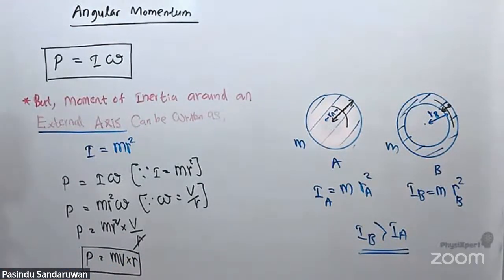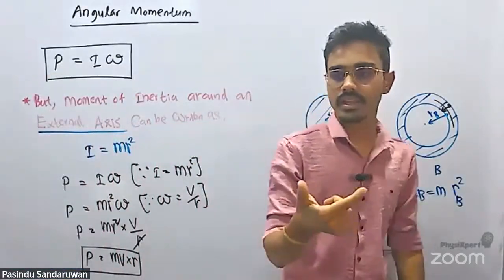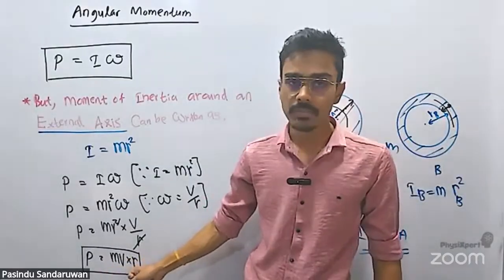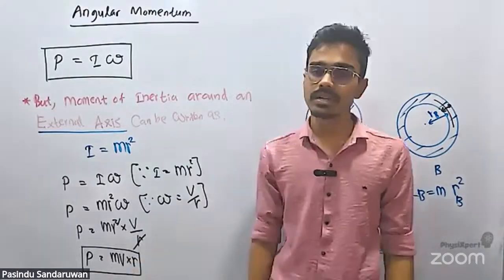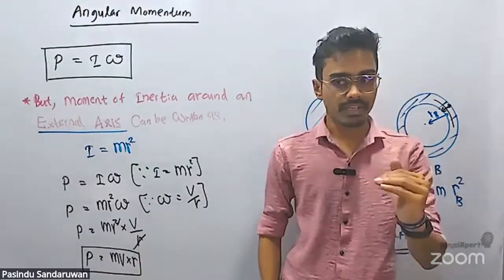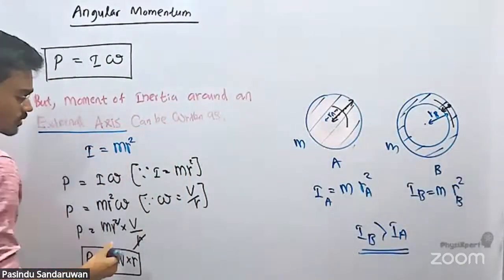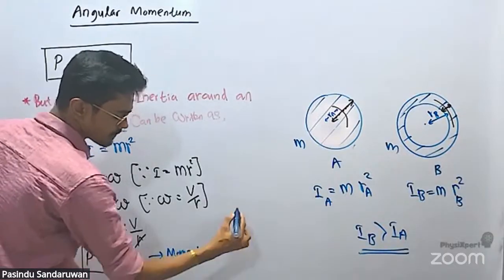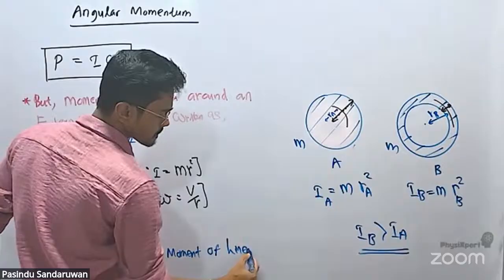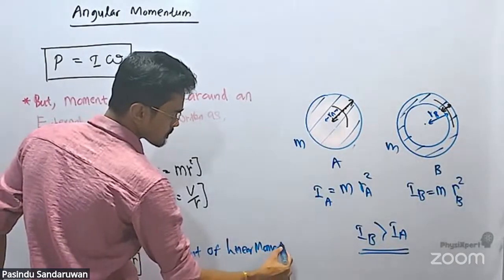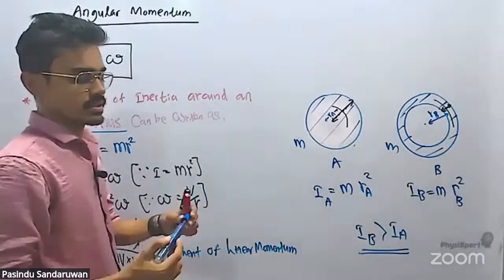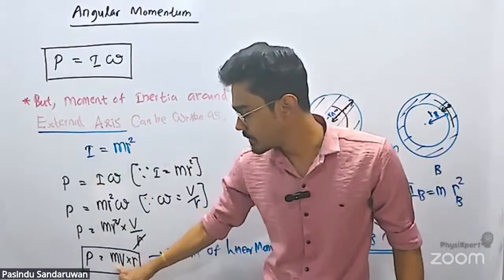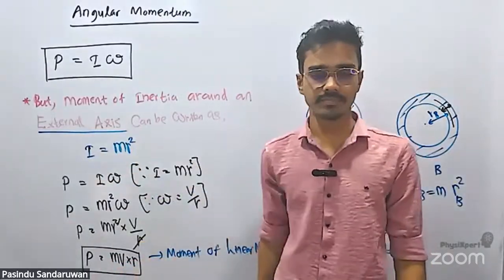Here mv is linear momentum, something we already know. Now linear momentum into a perpendicular distance has come. So this is called moment of linear momentum. Moment of linear momentum, because force moment is force into perpendicular distance. Now this is linear momentum into perpendicular distance, so it should be moment of linear momentum, right?